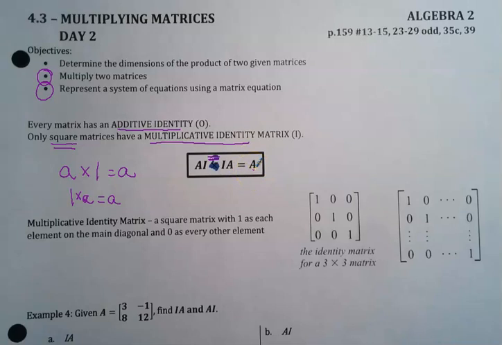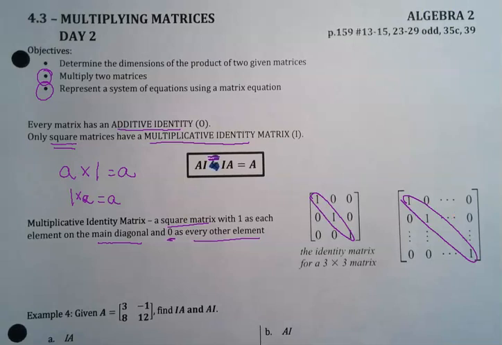A multiplicative identity matrix is a square matrix with 1 as each element on the main diagonal. If we look at this example, the main diagonal starts at the top left and goes down across to the right. Every element there is 1, and every other element in any square matrix is 0. It doesn't matter how big the square is. The top left is always 1, and the main diagonal is always 1s. Everything else is a 0 for an identity matrix.